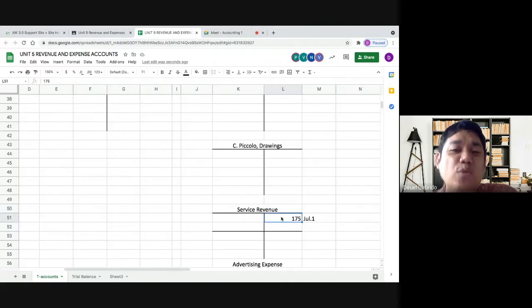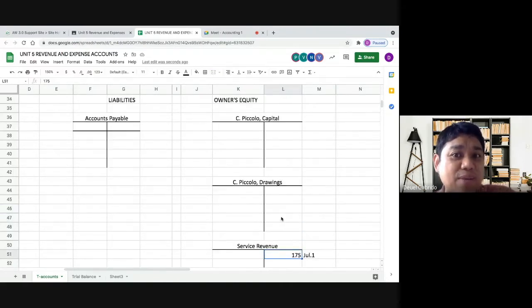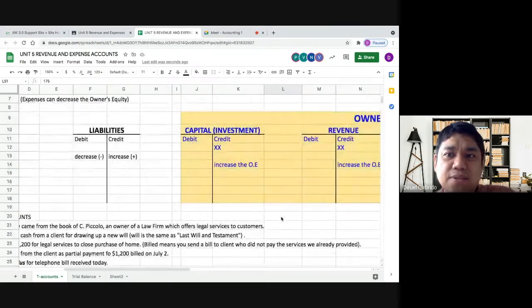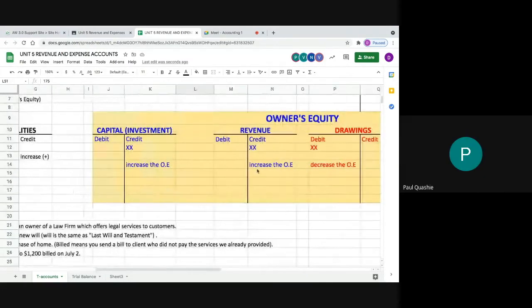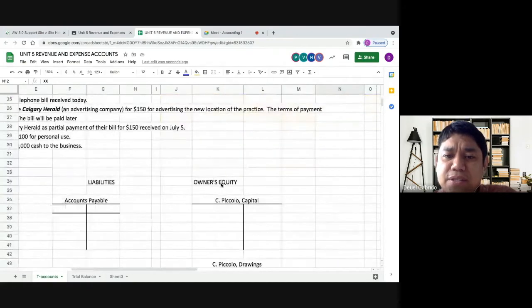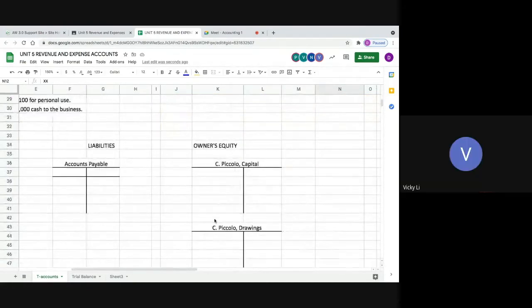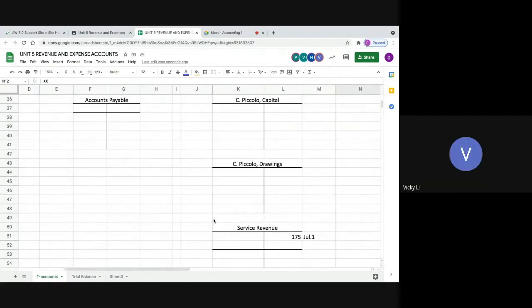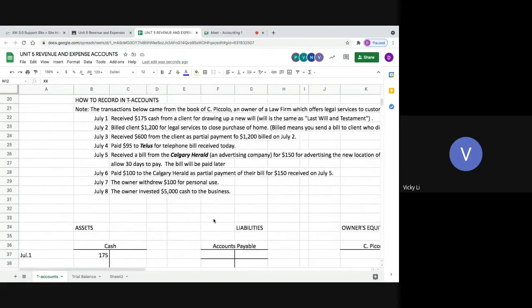And we know what revenue can do to the OE, right? What's the rule? What's that thing that I showed to you? Revenue can increase the OE. Correct. Revenue can increase the OE. That's why it's on the credit. Any question with transaction number one? Yes, can we put number 2 in the accounts receivable?